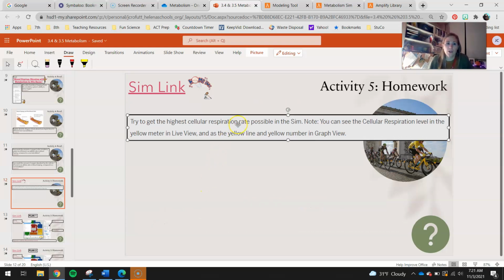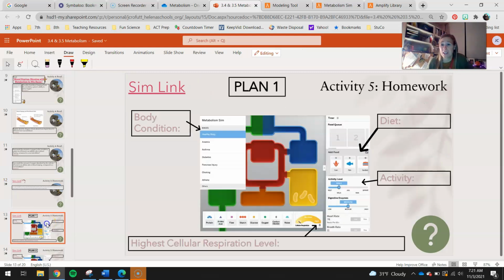Okay? So to try to get the highest cellular respiration rate possible in the sim, note you can see the cellular respiration level in the yellow meter in live view and as the yellow line and the yellow number in the graph view. Okay, so what we're looking at here is you guys are going to come up with 3 plans, or basically tell me 3 things that you tested, or 3 different ways you tested this. So some things you can do is change what body you're using. Okay, you can change your diet. How do you guys think you can use your diet best to get cell respiration? And then your activity level, how do you guys think that plays into that?